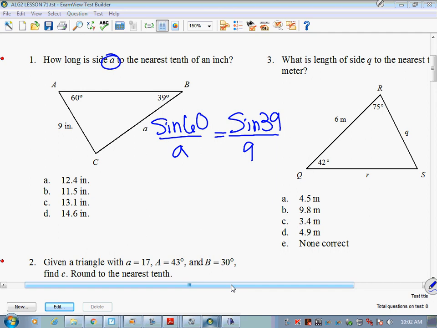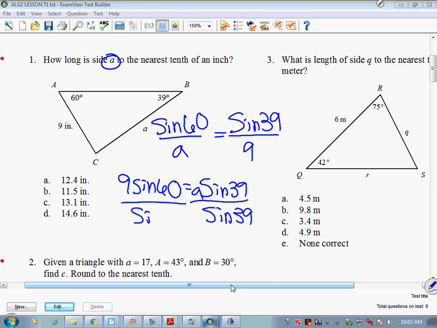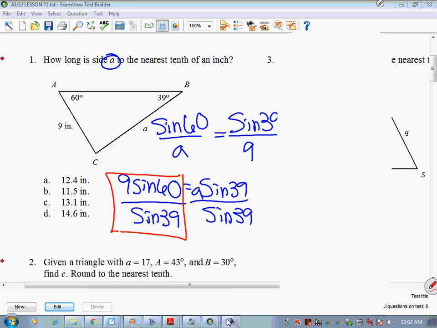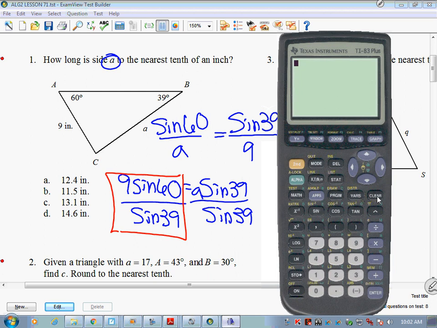I mean, it's a proportion, so we would cross multiply and divide, correct? All right, so what I'm going to write up here is 9 sine 60 equals A sine 39. Now I want to solve for A, so what do I need to do with sine 39? Divide it to the other side. So I'm going to divide by sine 39. So what I'm going to type in my calculator is 9 sine 60 divided by sine 39. So I'm going to show you how to do that. If I can find the right thing. Okay, let's clear this out.